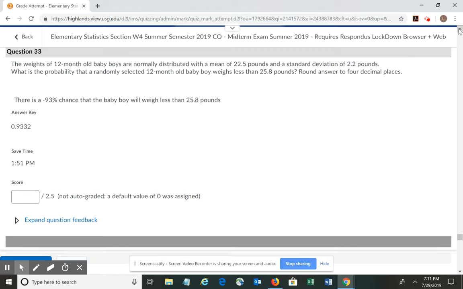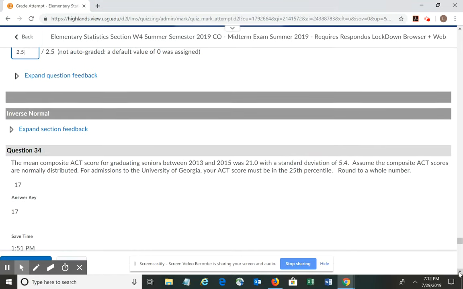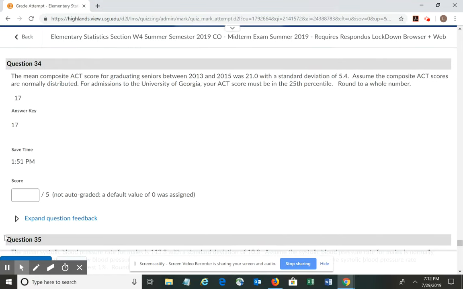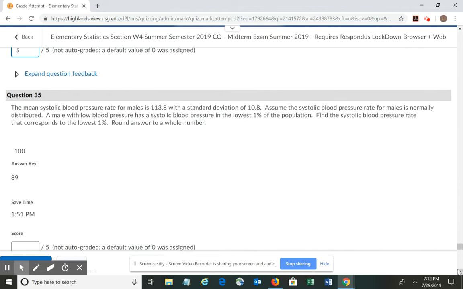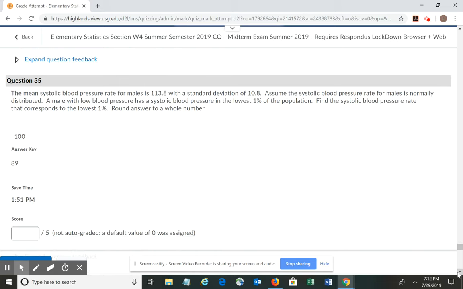Question 33, she got it correct. Give her credit. Question 34, you get into the inverse norm. She got it right. Give her credit. Question 35, you want the lowest 1%. I'm going to confirm that the answer is what it says.